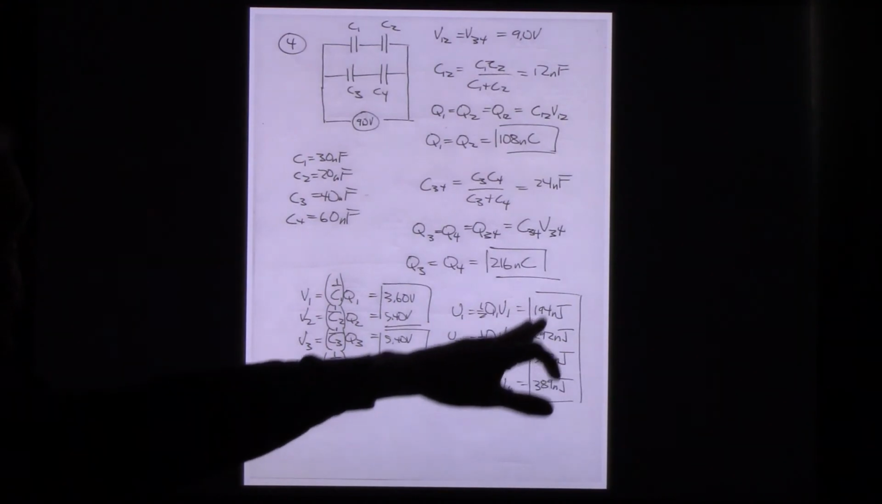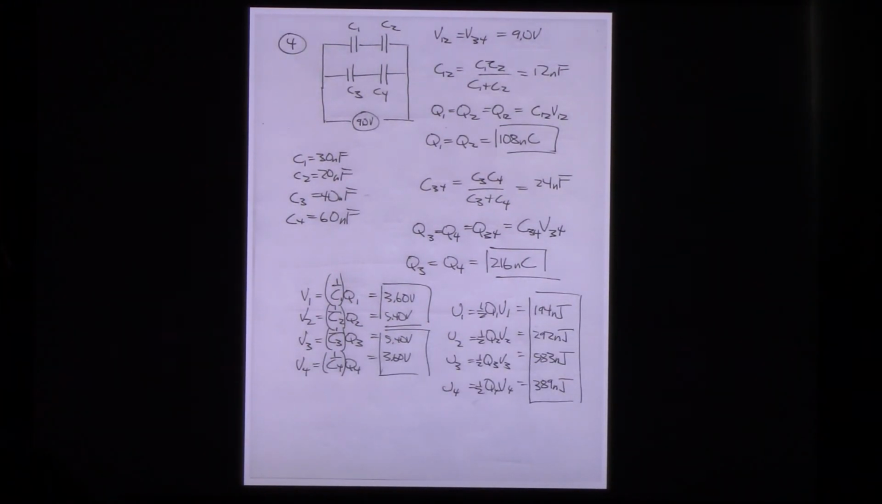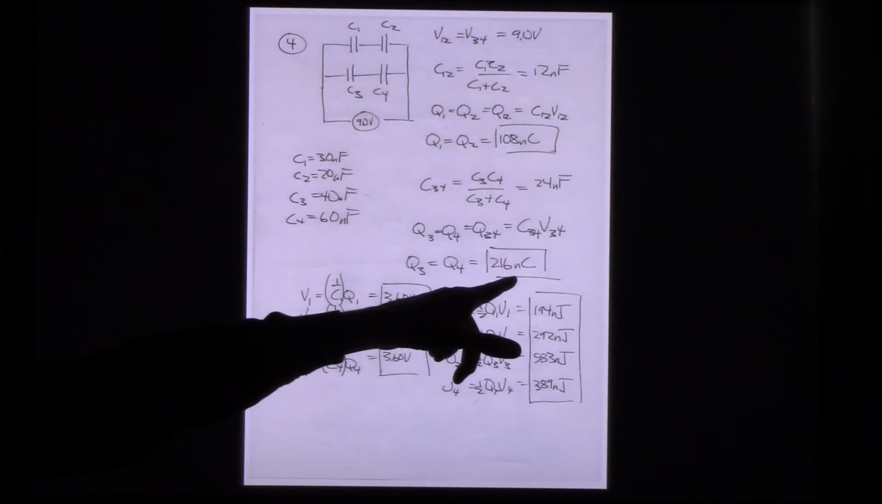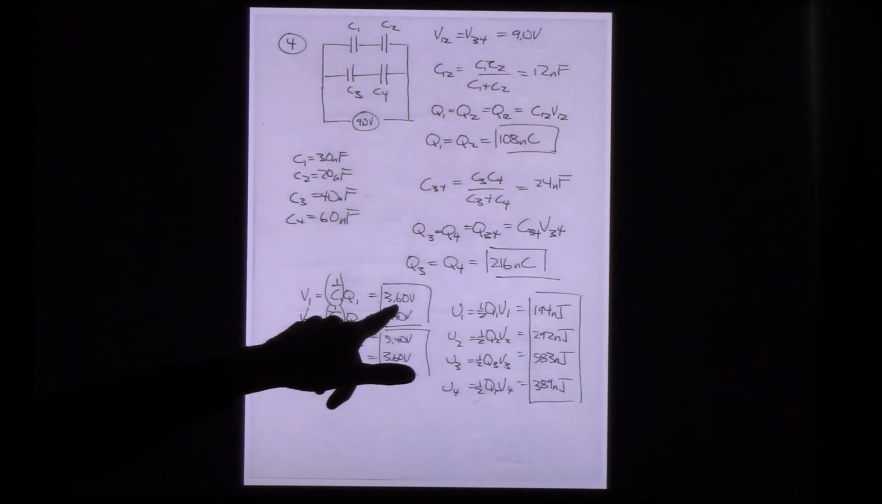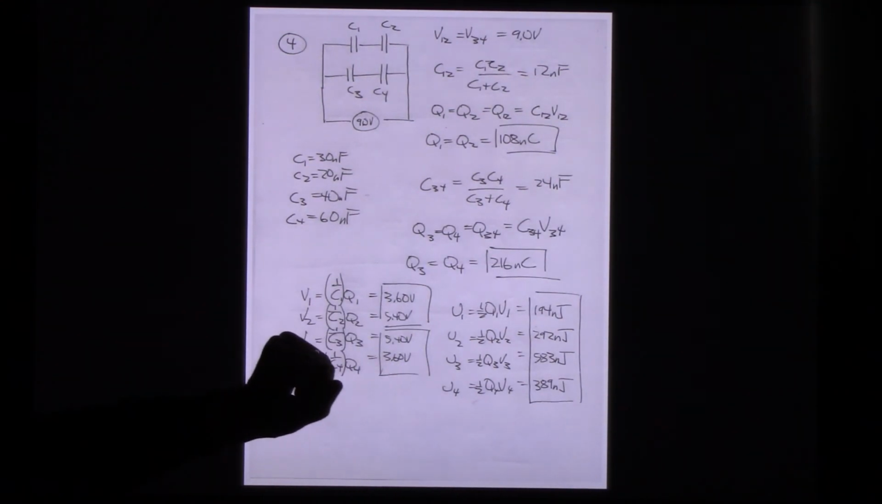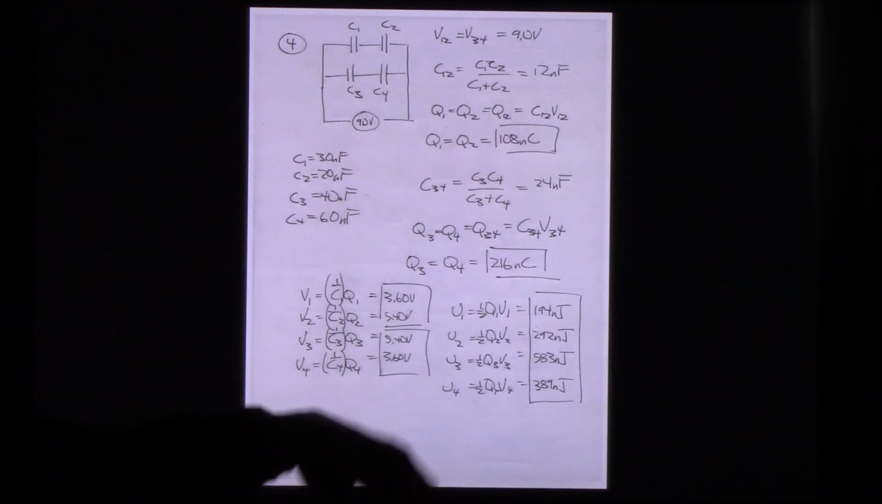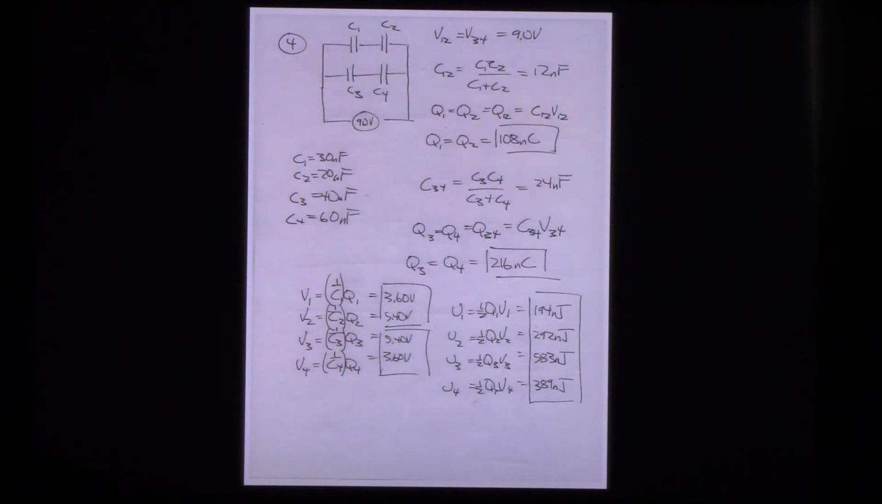So using the formulas, I went through and calculated the energies. Let's see, the Q's were in nanocoulombs, the potentials were in volts. The energies ended up being in nanojoules. Looking to see if those seem sensible, and it looks like they do. They sort of make sense. Okay, so those are the energies stored in the capacitor.